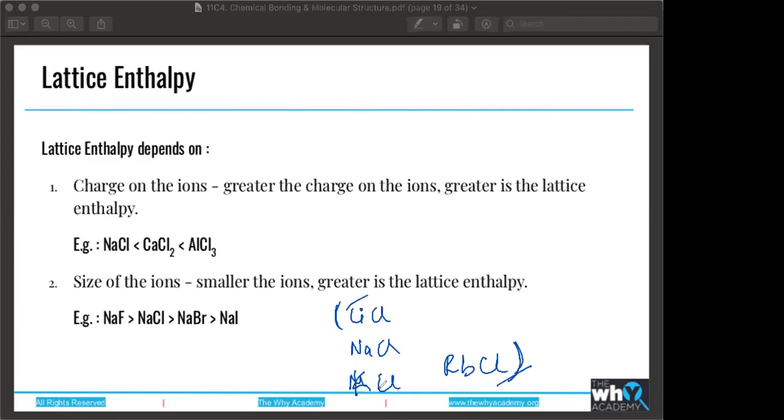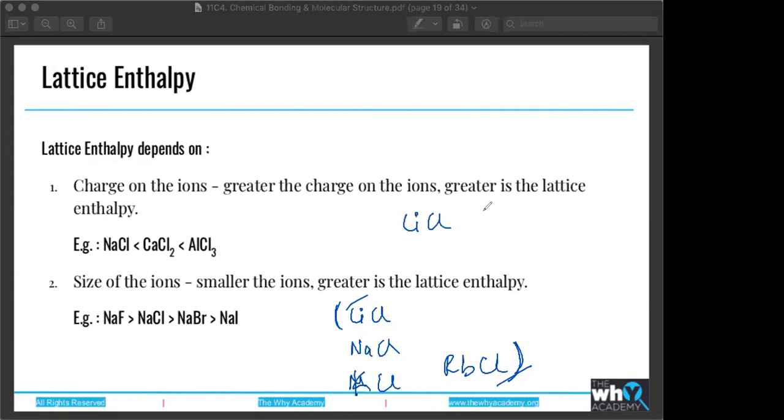Ma'am, I have a question. When we're comparing the size of the ions, here we're taking cations from the same group. What if it's LiCl and MgCl2? How do we compare them? I'm talking about the size of the ion. Charge thing. So again, same thing, right?